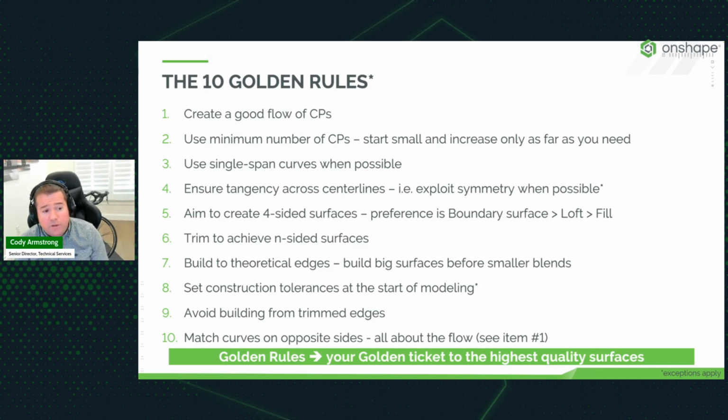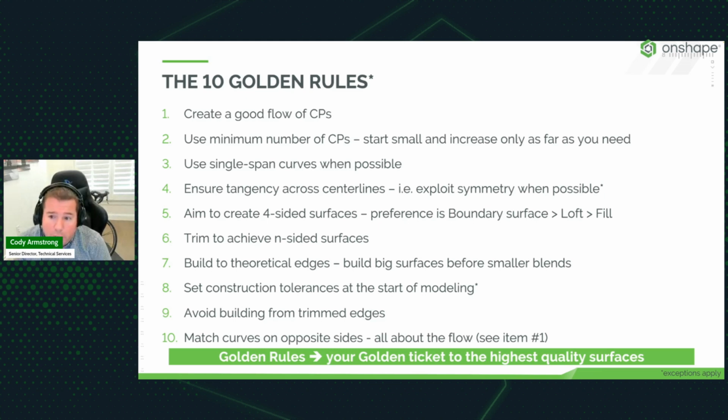The next tip: aim to create four-sided surfaces, and that's because of the nature of the tools that we're using to build them. So if you have a four-sided surface, boundary surface is probably your best bet. That will create the cleanest surface for you in most situations. Loft will also work, but Loft is directional. We'll get into that in just a bit.